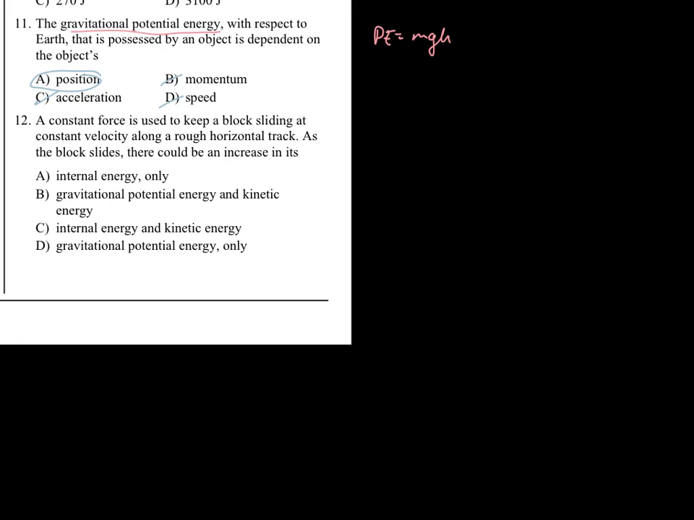All right, a constant force is used to keep a block sliding at constant velocity. So for number 12, constant v means constant kinetic energy. Along a rough horizontal track, so PE is also constant. As the block slides, there could be an increase in its internal energy only.